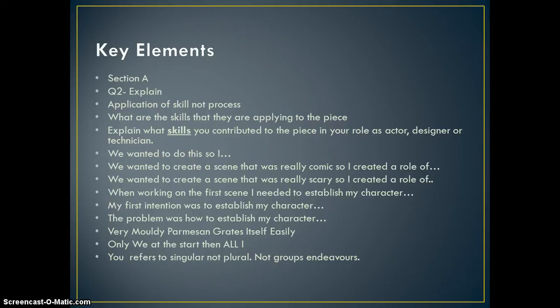So these are some handy starter sentences. We wanted to do this, so I. We wanted to create a scene that was really comic, so I created a role of. Remember, you can start with the little we, but then it must go straight onto the I and continue with I right through to the end. When working on the first scene, I needed to establish my character by doing what? My first intention was to establish my character by doing what? The problem was how to establish my character, so I. Only we at the start, then all I after that.